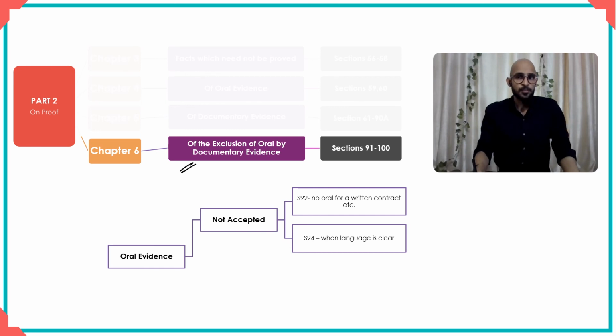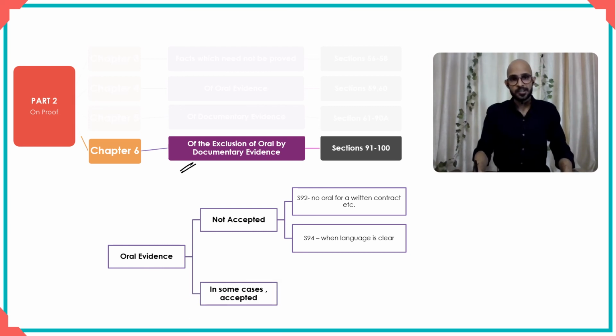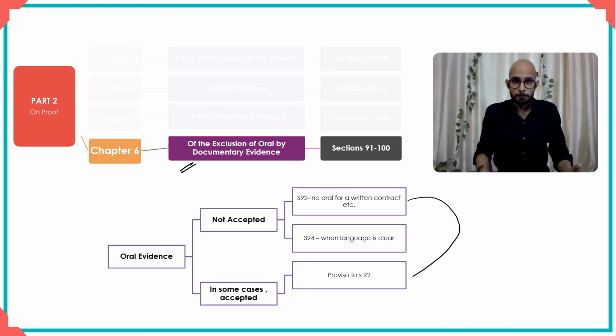Likewise, suppose there's a certain document and the language of that document is clear. Then we don't want someone to speak about it. Let us just read the document, right? So the exclusion of oral by documentary. However, there are some cases in which you might want to accept oral evidence. For example, let us say there are some provisos to section 92. So as you can see here, there are some provisos given in there. You can go and have a look if you like. Those are some cases in which you would accept even oral evidence for the written contract, right?